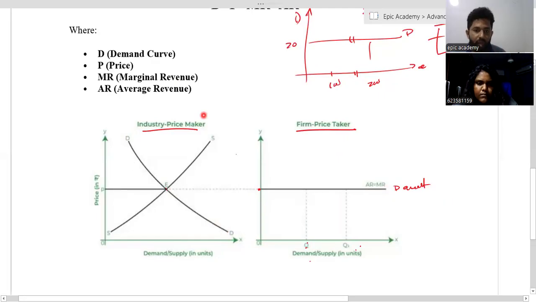At that point, you can identify this is the price. And this is the demand, isn't it? And this is the average cost, average revenue. And this is the marginal revenue. Do not worry about that. I will describe it.